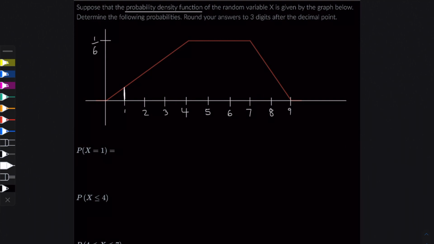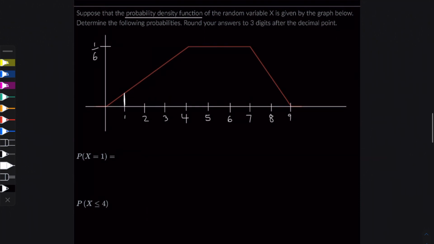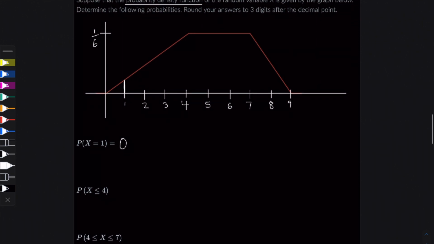So when we have a continuous random variable like this, the probability of it equaling a certain number is always going to be 0, right? Because if you're looking at area under the curve at one singular number, you're not going to be able to figure that out because there's no width there when calculating the rectangle under that curve. So for the first one, it is 0.